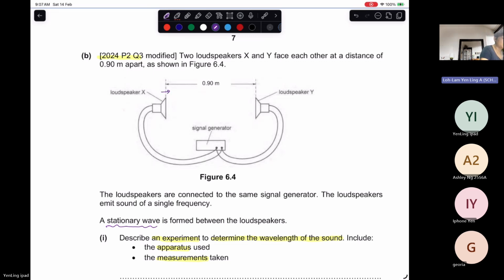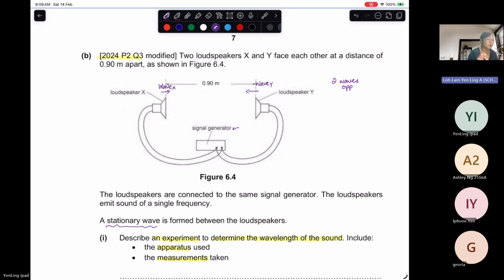So what you have is a wave that comes from speaker X, and you have the same wave because it's driven by the same signal generator. So you have a wave that is coming from Y. And so you have the condition of two waves moving in opposite direction, having the same frequency, the same amplitude, and the same wavelength and speed, and that will form a stationary wave in between.